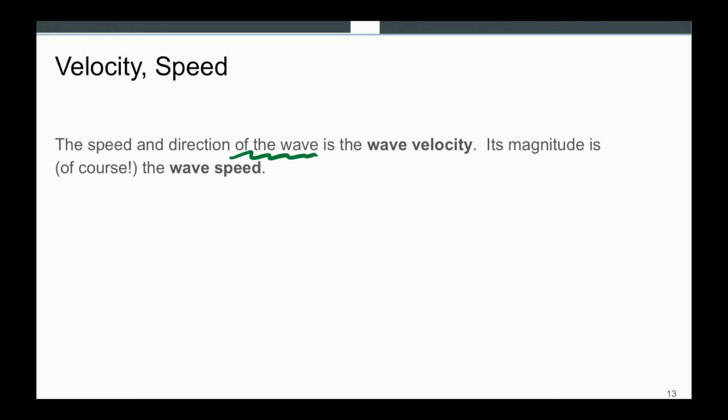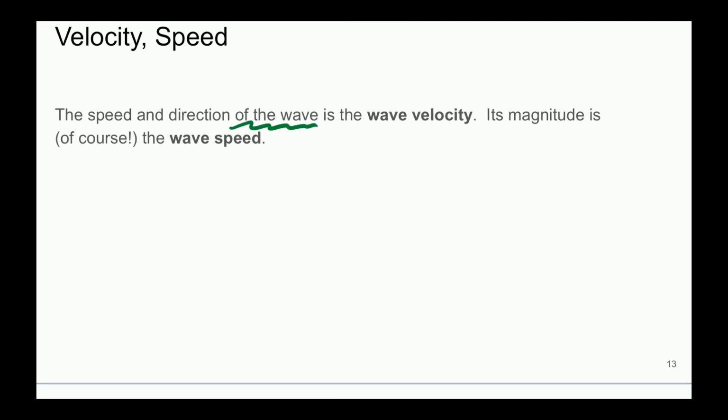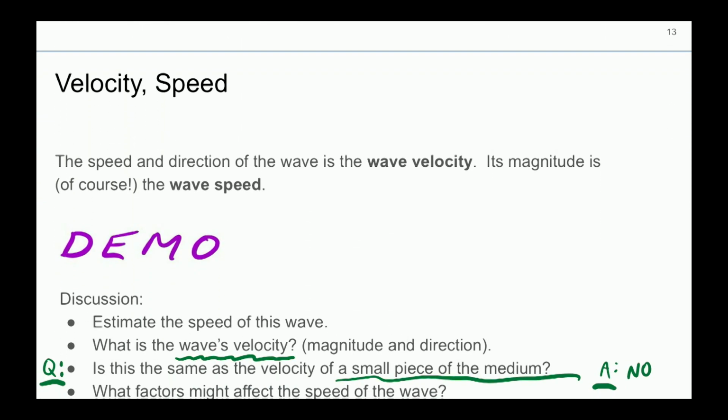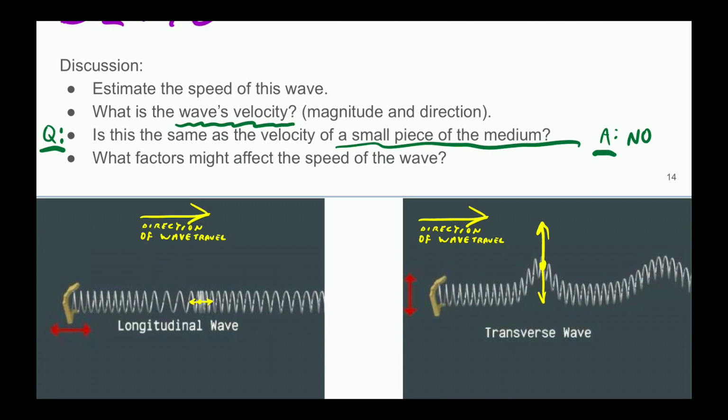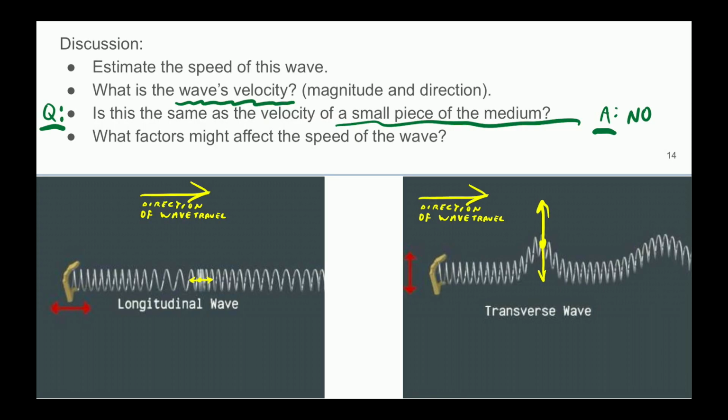So the speed that the wave travels is the wave velocity, and its magnitude, of course, is the wave speed, right, if you just take the magnitude part. But the real thing about this is that the wave velocity and the pieces of the medium motion are not the same. In fact, it's the very definition of a longitudinal versus a transverse.